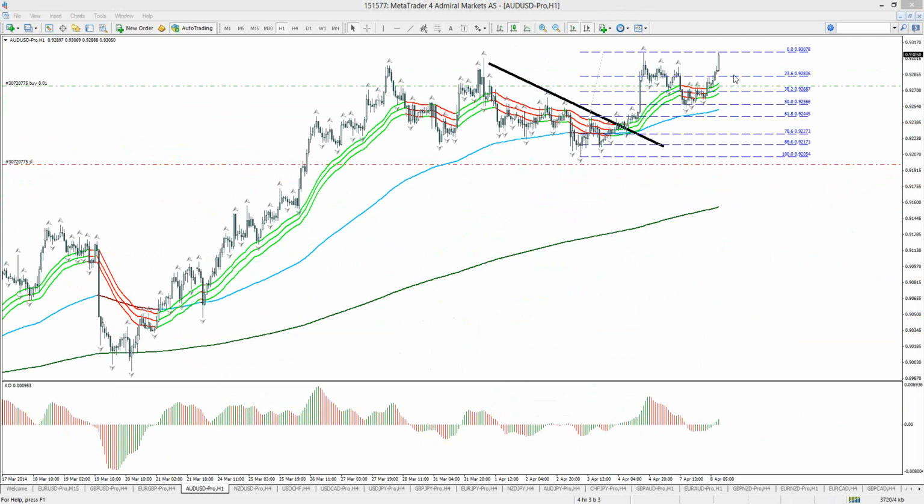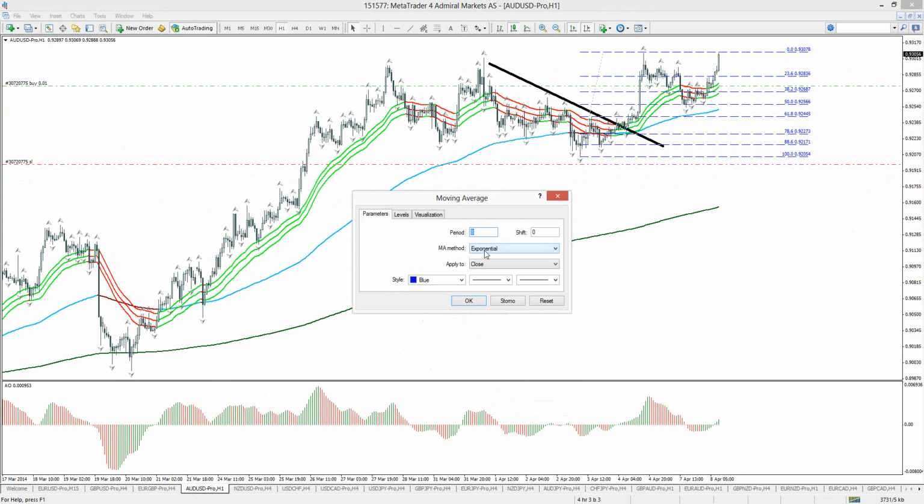So that was a good breakout, and you can see what it basically all has. If you're doubting the momentum, what you can always do is add, for instance, an 8 EMA close.